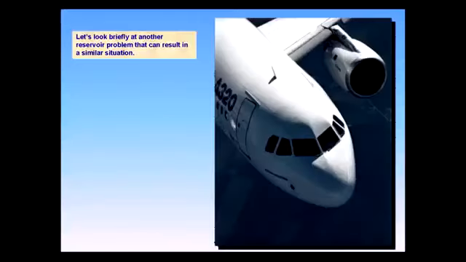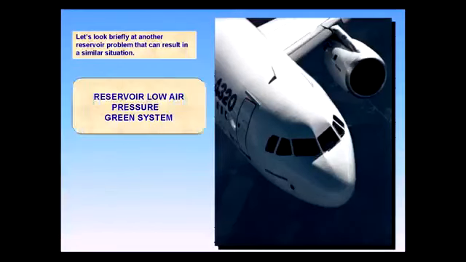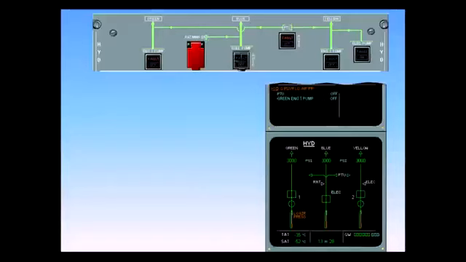Let's look briefly at another reservoir problem that can result in a similar situation. This failure is indicated by hydraulic green reservoir low air pressure on the EWD and the display of the amber low air pressure message next to the affected reservoir.